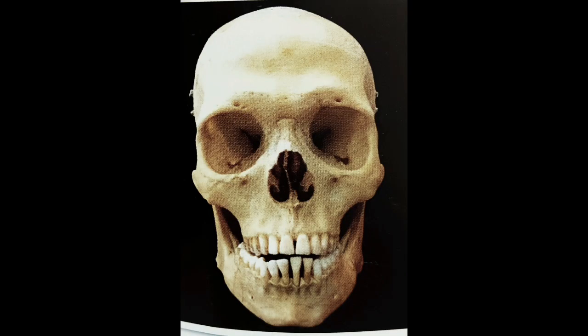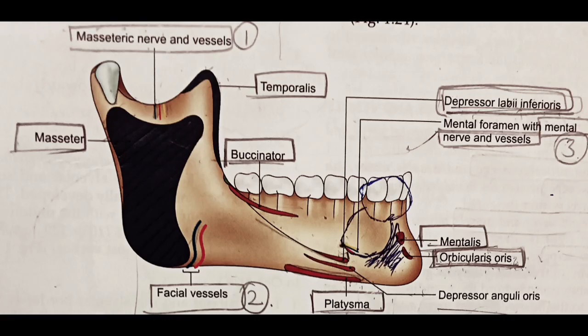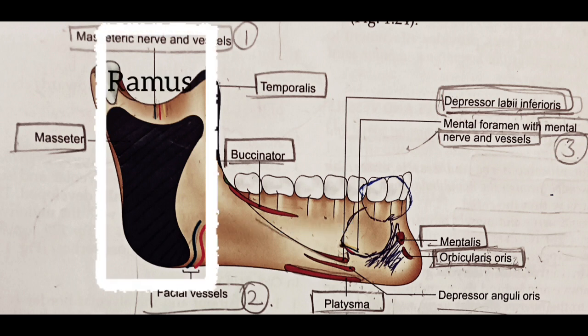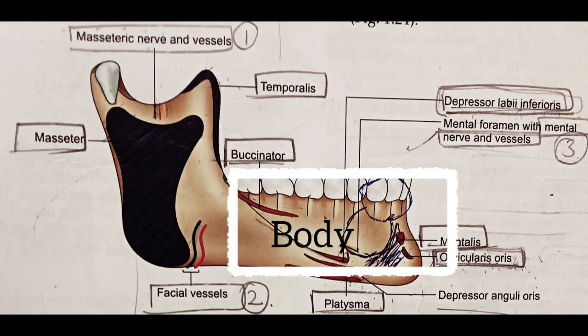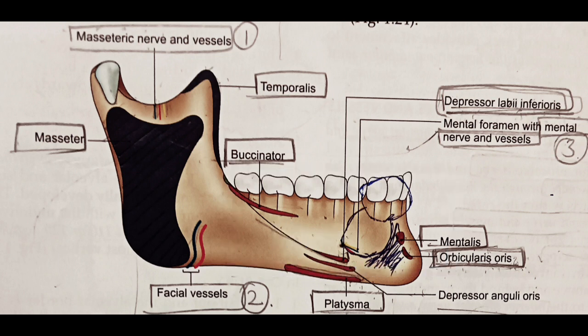You can see in this picture the mandible is visible. We'll discuss the attachments of the muscles on the outer as well as the inner surface of the mandible one by one. You can see in this picture the outer surface of the mandible, in which there is a ramus portion as well as the body portion. The colored portions appearing on this mandible show the attachments of the muscles.